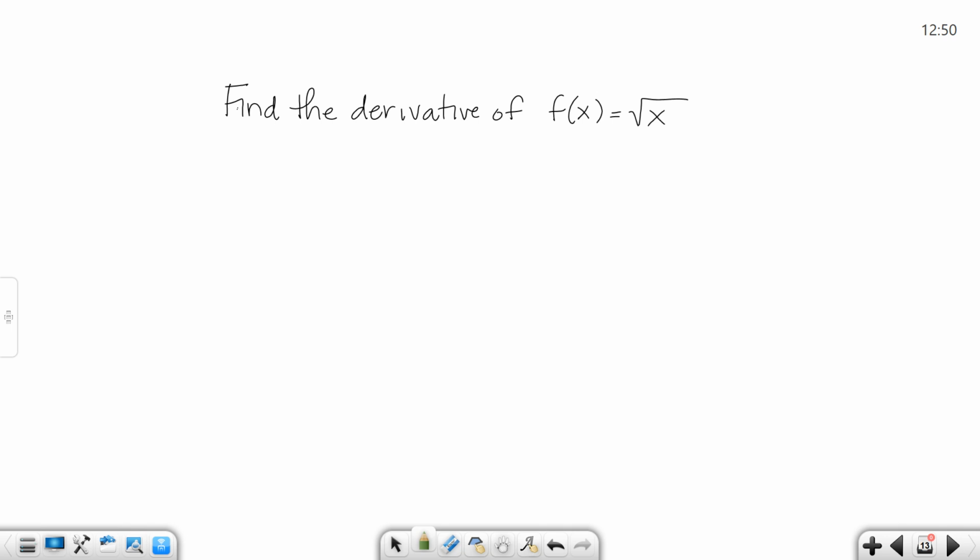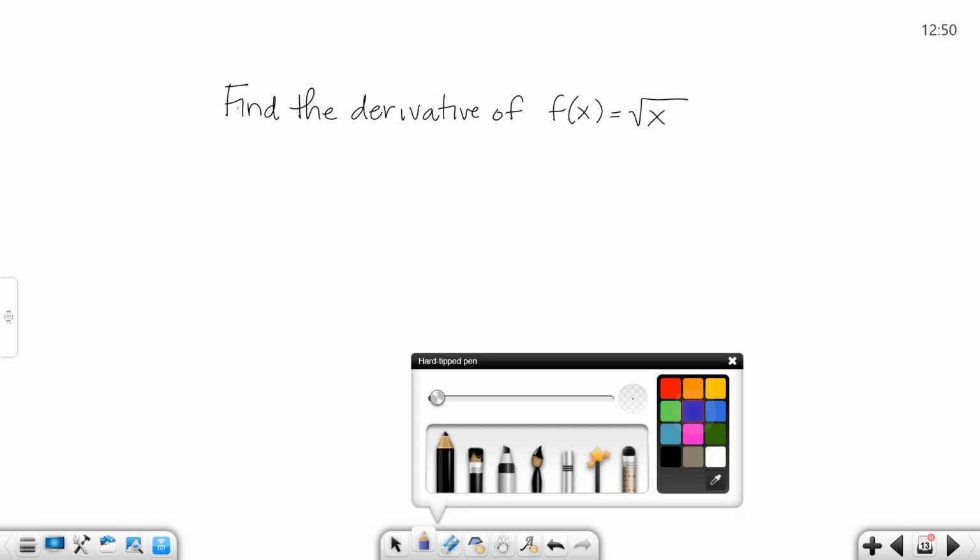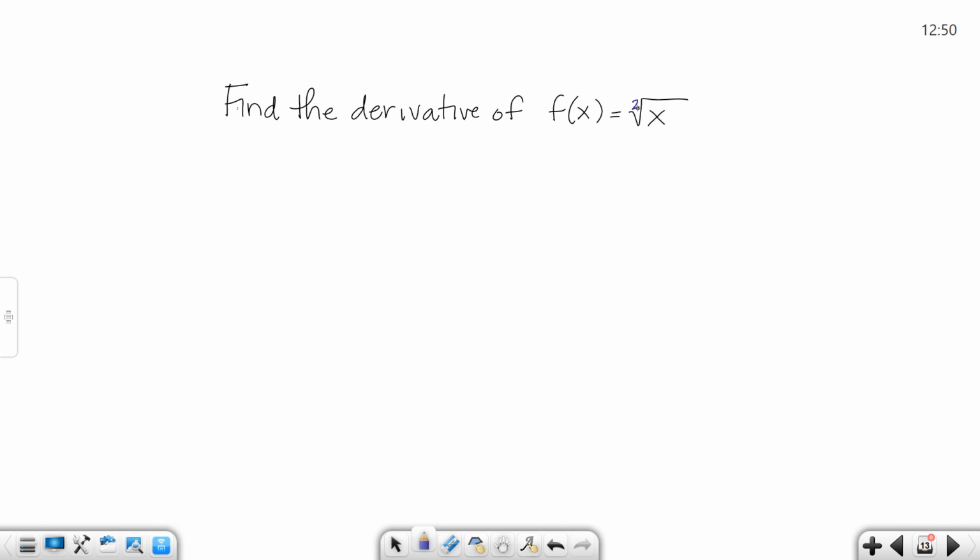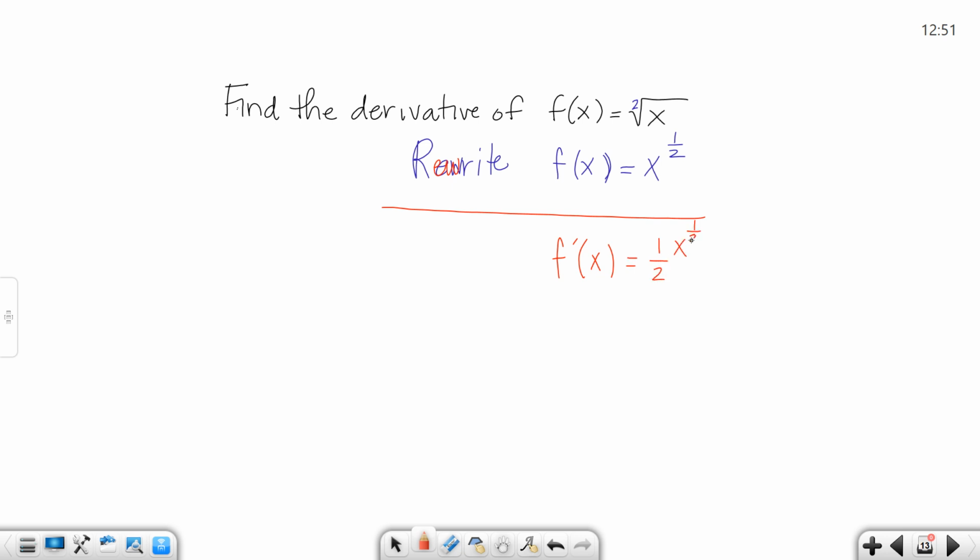Okay, here's your next one. One more of those. The first thing we have to do is rewrite it. Right now you know this is understood to be a 2 right here. So rewriting it would be x to the 1/2. Okay, so now we can actually start the calculus. We haven't begun it yet. So to take the derivative, you're going to bring down your power. You're going to decrease your power by 1.